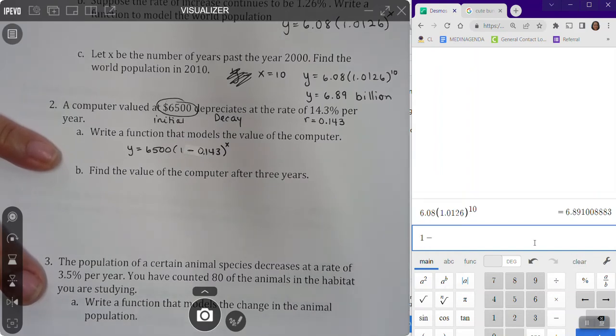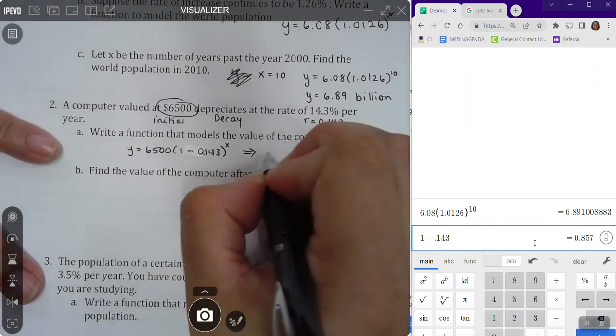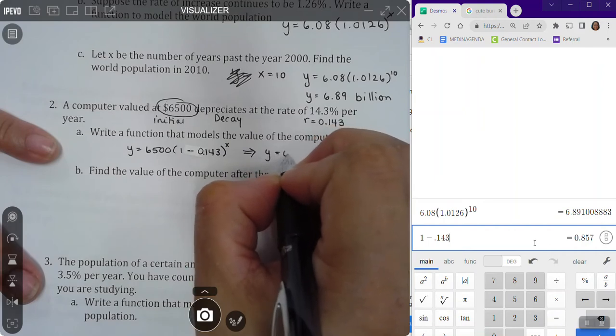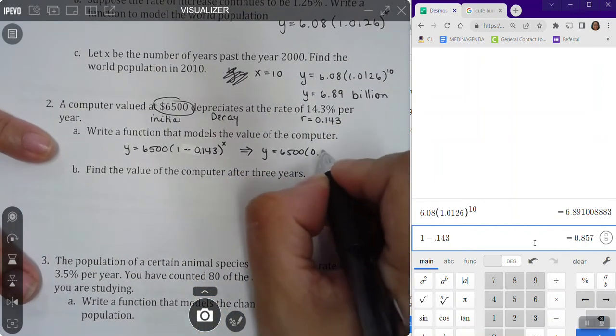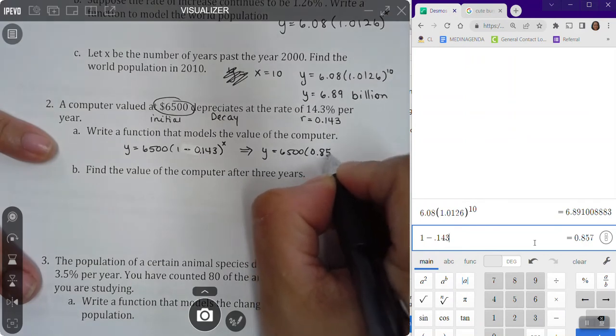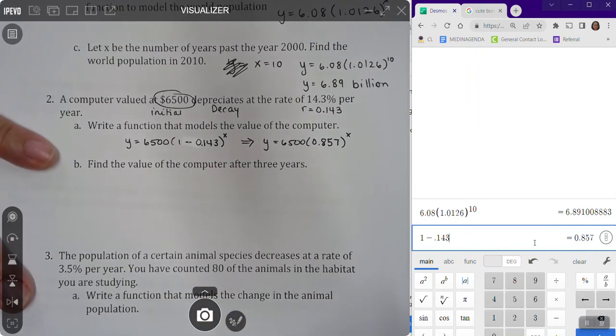All right, 1 minus 0.143 raised to the x. And of course, you can work out 1 minus 0.143, and it's 0.857. So you can also write this as y equals 6,500 times 0.857 raised to the x, okay? And both will be the same.